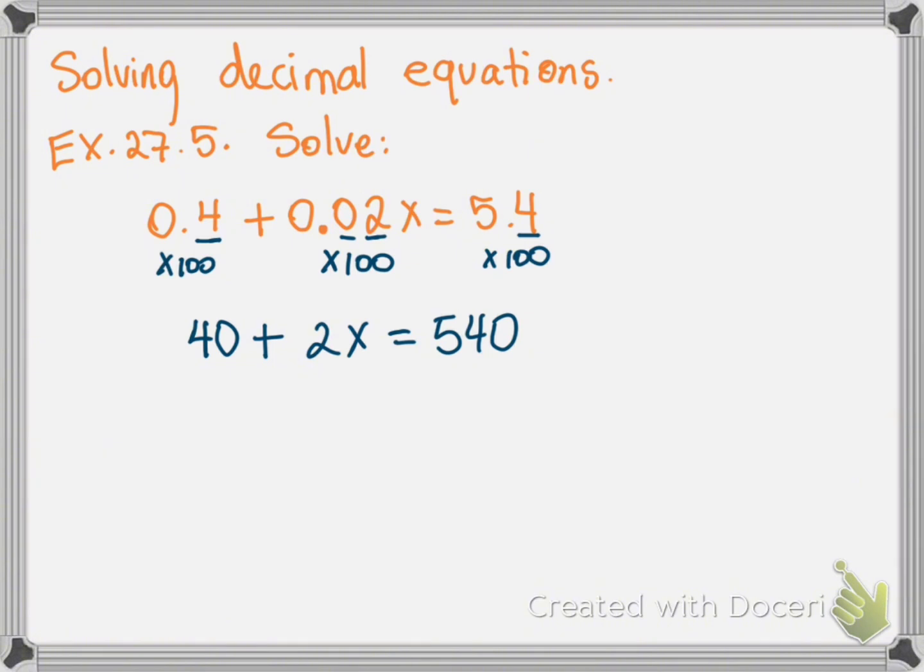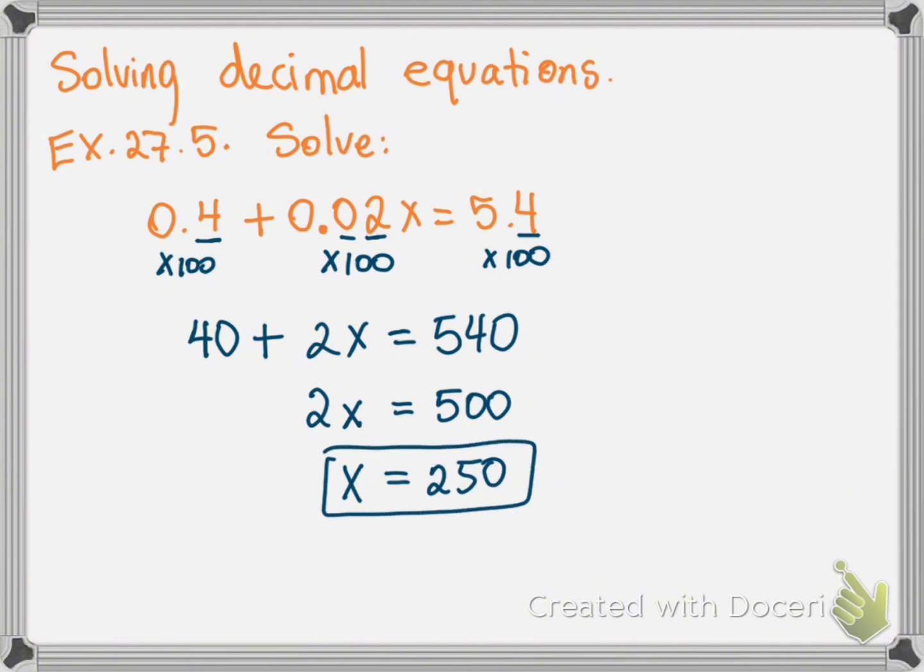And then we solve that as a regular equation. The 40 that is adding is going to subtract, so we get 500. And then the 2 that is multiplying goes to divide, so we have 250. And that's the value of x.